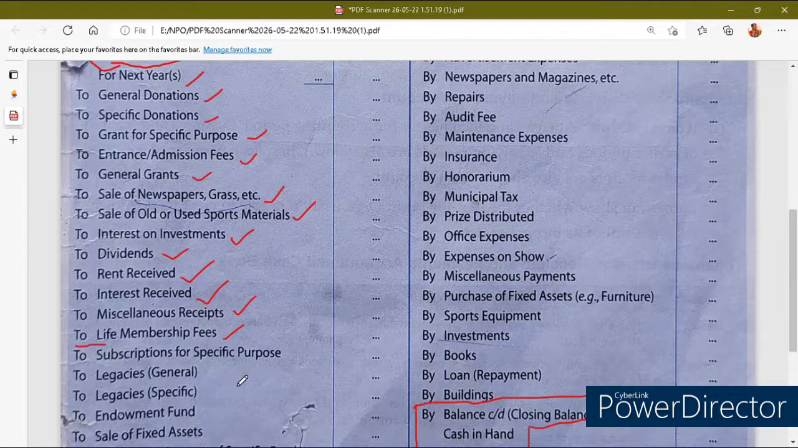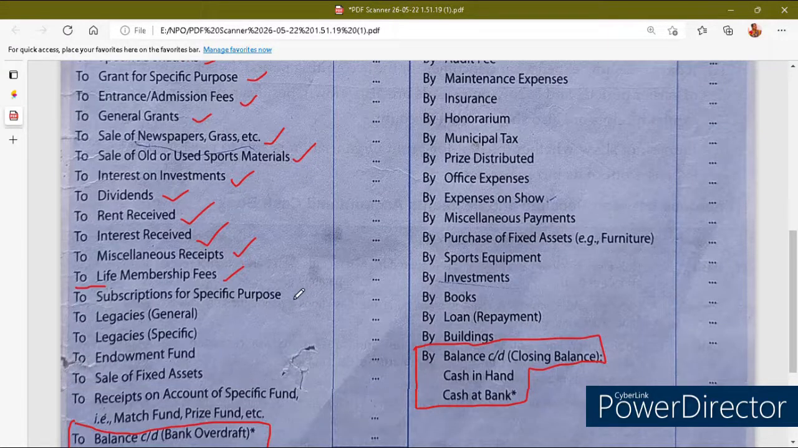And subscription for specific purpose. So this will be adjusted with the liability side of the balance sheet in NPO. The subscription for specific purpose will be taken into account in the liability side of the balance sheet, and legacies, whether general or specific, both will be taken into account, especially in receipts and payments account.